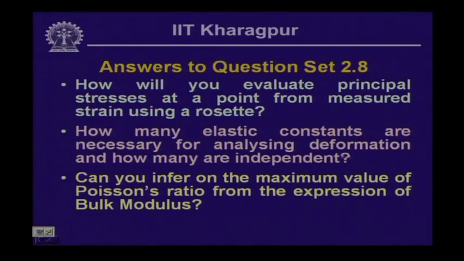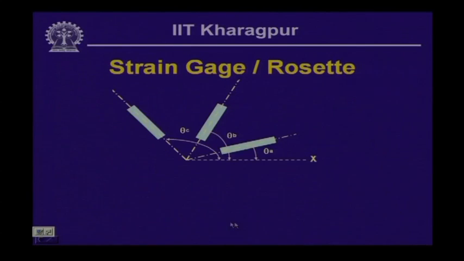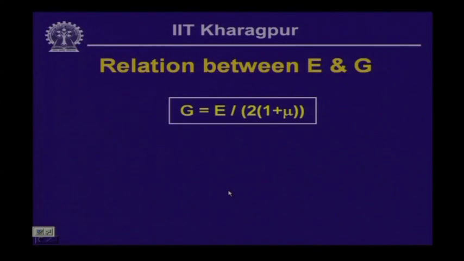Now, let us look into the second question: how many elastic constants are necessary for analyzing deformation and how many are independent. When computing stresses and strains, we require three constants, E, G and mu: the modulus of elasticity E, the shear modulus G, and the Poisson's ratio mu. As we saw last time, out of these three constants, two are independent, and G can be evaluated once we know E and mu.